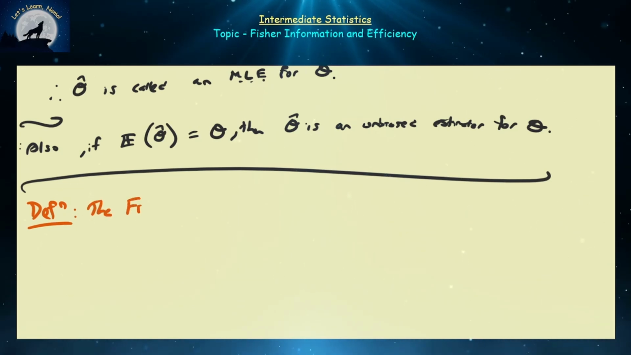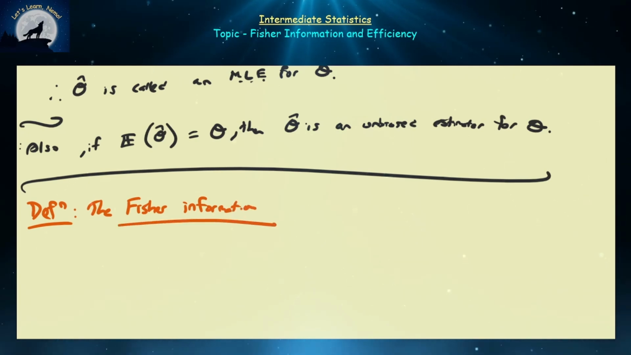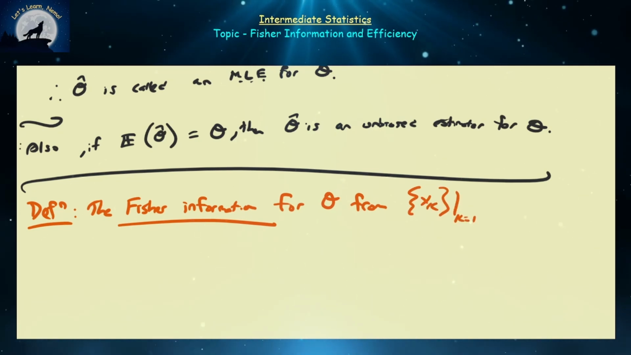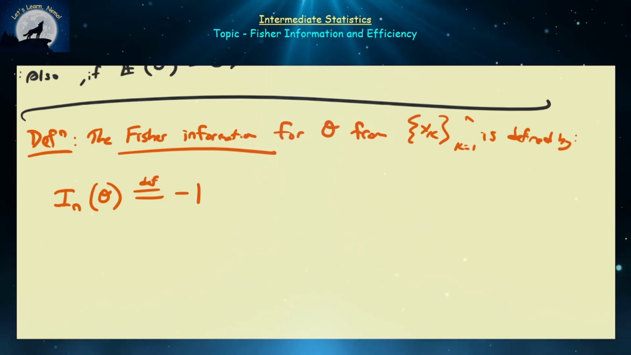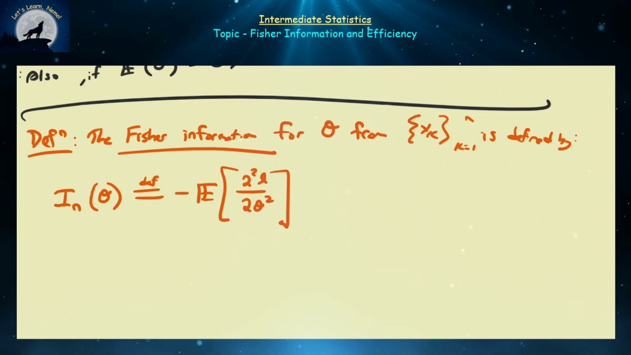So the Fisher information for theta from a sequence of random variables xk, where k ranges from 1 to n, is defined by the following statement. I_n(theta) is defined to be equal to the negative of the expectation of the second partial derivative of L with respect to theta, that is, partial squared L over partial theta squared.